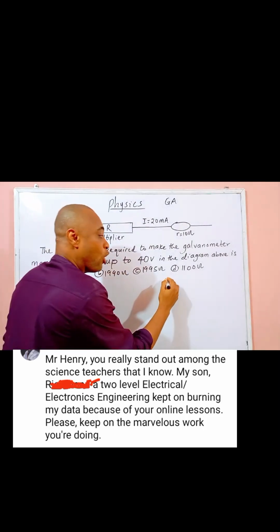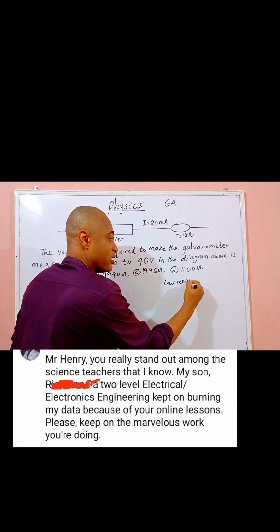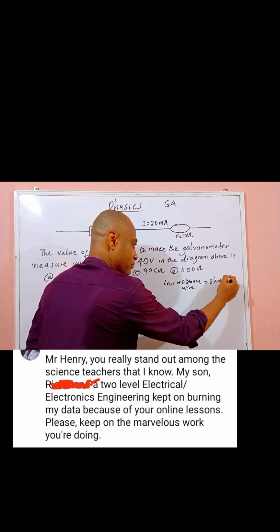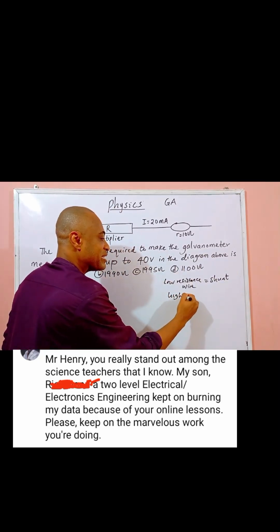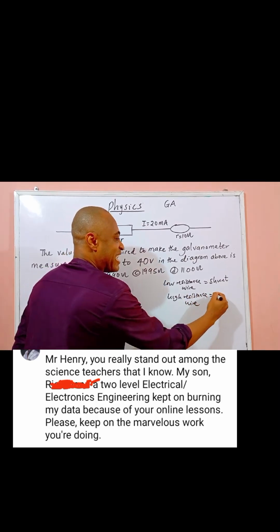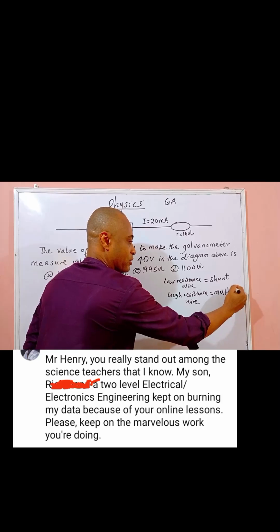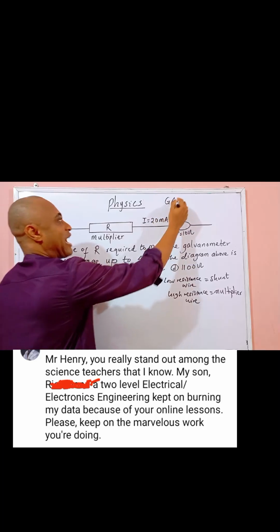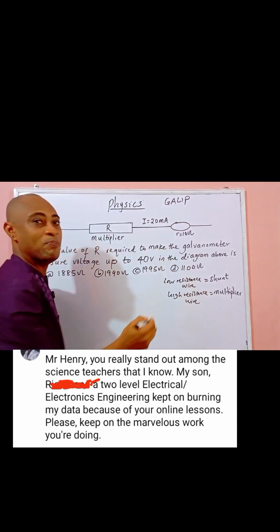Please take note. A low resistance wire, we call it a shunt. A high resistance wire, we call that a multiplier. Take note. Now, so if you want to convert a galvanometer to an ammeter, I gave you this code, GALI.